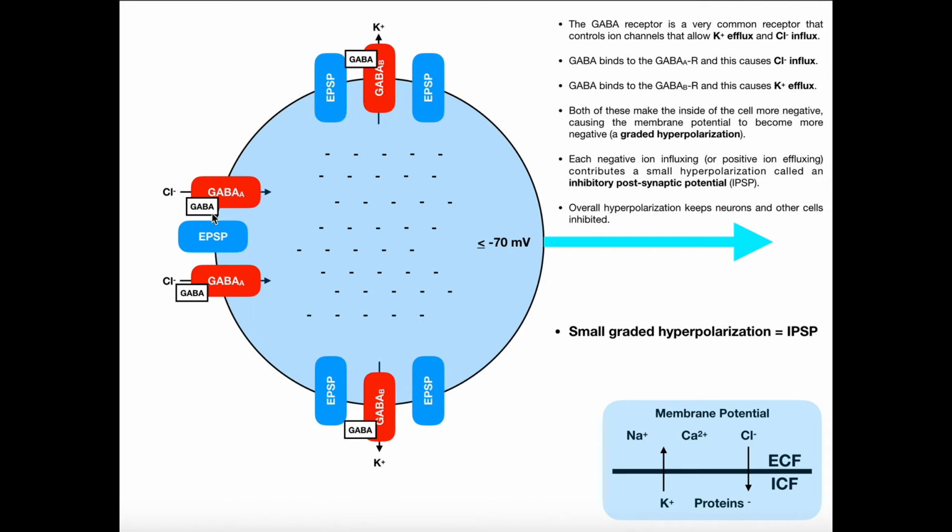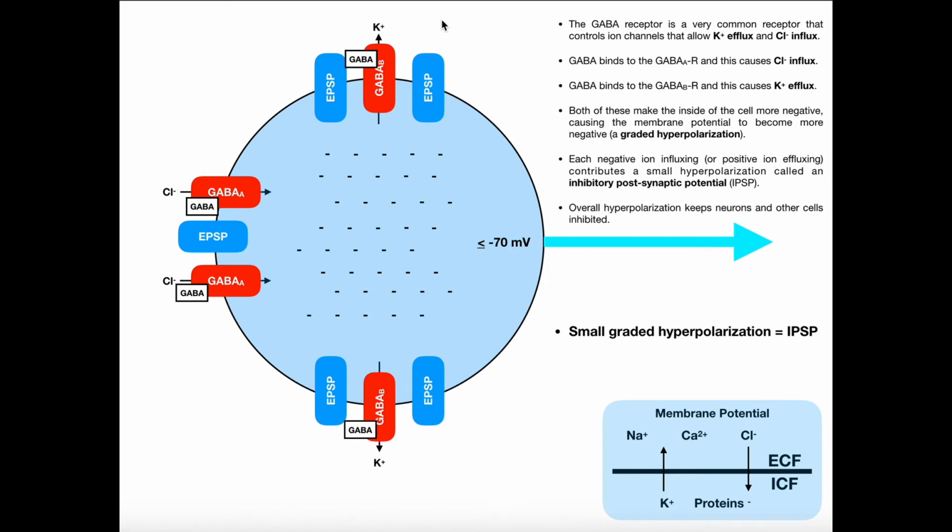So GABA A, which is shown right here, obviously is going to bind GABA, and so GABA, which is a neurotransmitter, is going to be floating around. Eventually it'll bind to the GABA A receptor, and again this controls an ion channel specifically for chloride, and so chloride will influx. Okay? And then that means you get more negative charges on the inside of the cell.